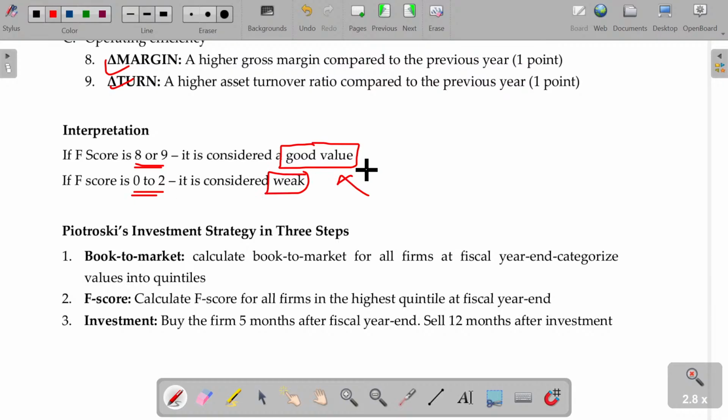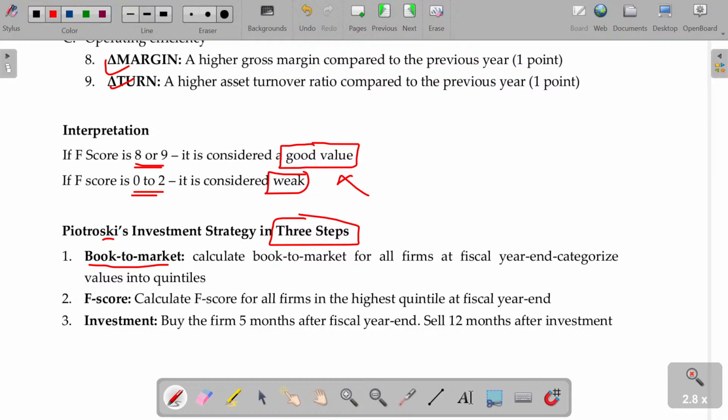So you see all the other ratios. Apart from that, if you are using the Piotroski, okay, if the value is anywhere between 8 and 9, or even 7 is also tolerable, acceptable. But if it is 0 to 2, 1 or 2, be careful, don't invest there. Piotroski's investment strategy in 3 steps. I'll just give that in 3 steps.